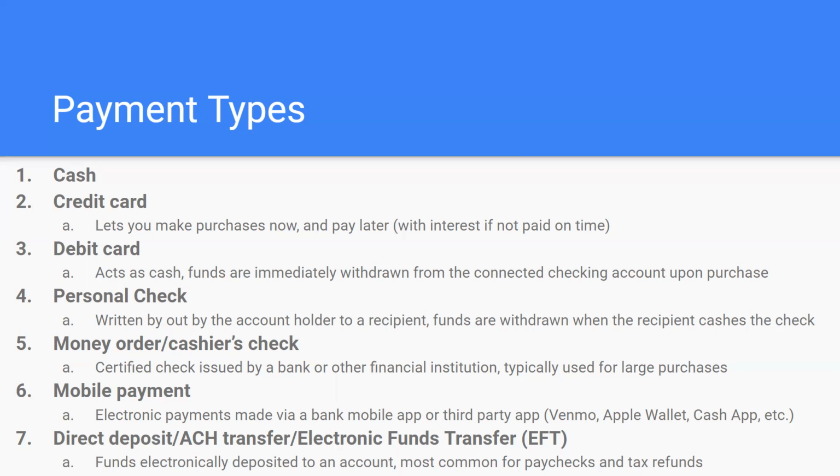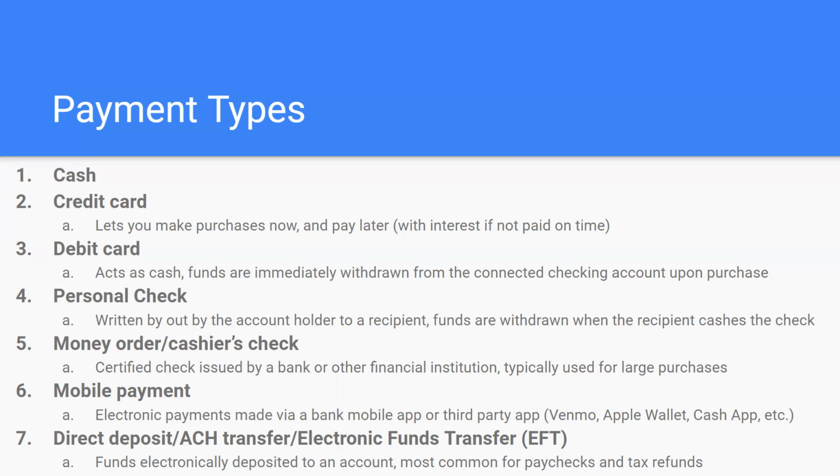There are also mobile payments like Venmo and things like that. Those are electronic payments made via a bank mobile app or a third-party app. So those are also very useful for making payments long distance for people that don't necessarily live in close proximity.